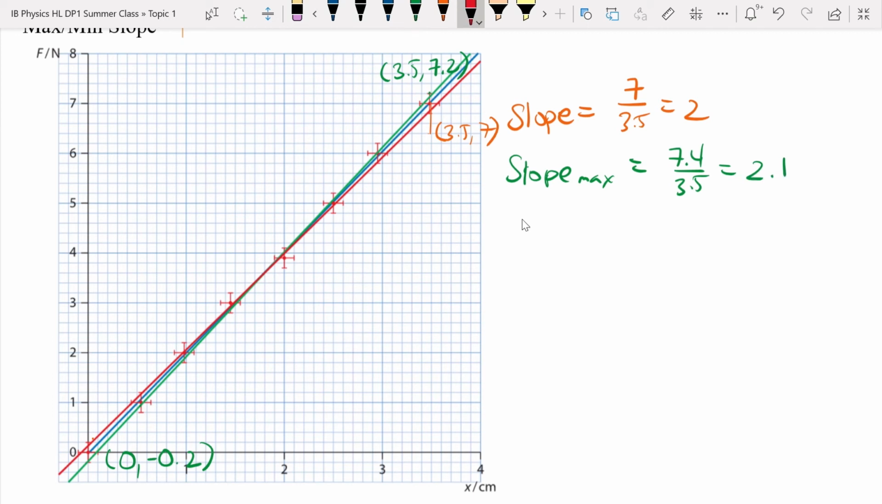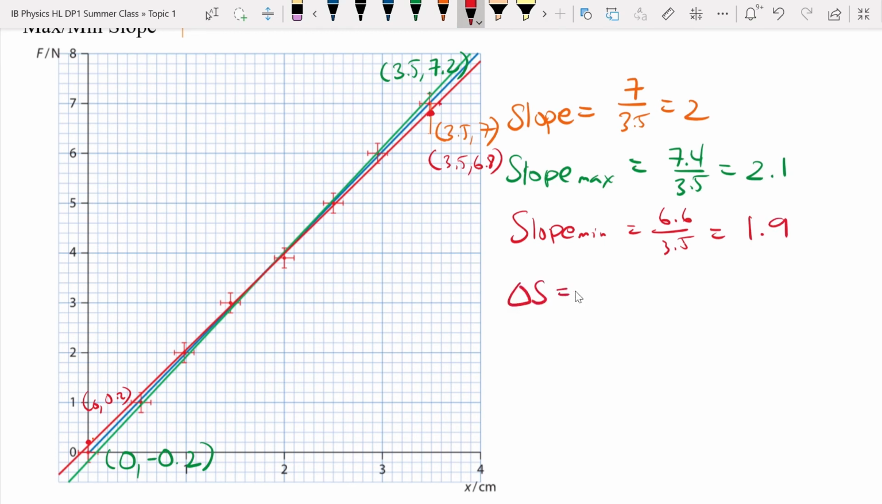Let's do the same for the red slope. The red slope is probably the minimum. So you can see it crosses the bottom here, right? And the top here, more or less. So it's the minimum slope. This is equal to, well, let's look at the coordinates. It's going to be 3.5, comma 6.8. And here it's going to be 0, comma 0.2, right? Therefore, it's 6.6 divided by 3.5, and that is going to be 1.9. There's 1.9.